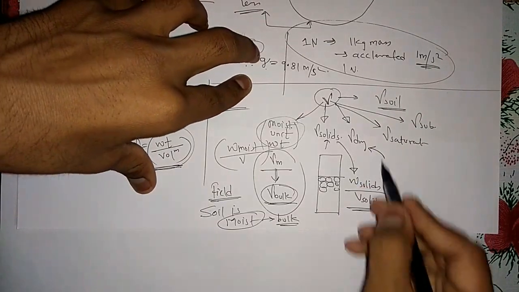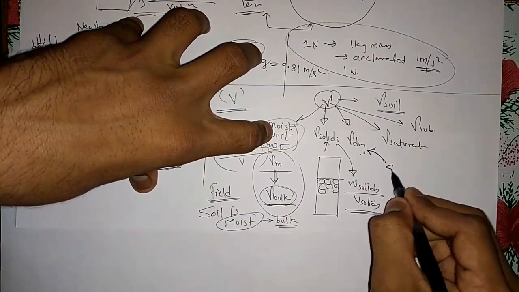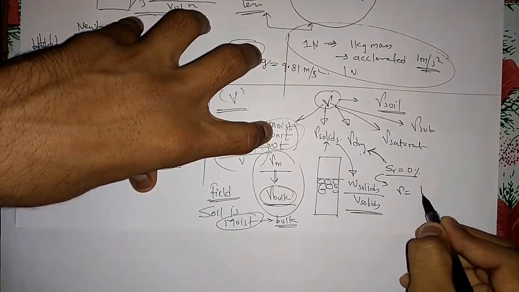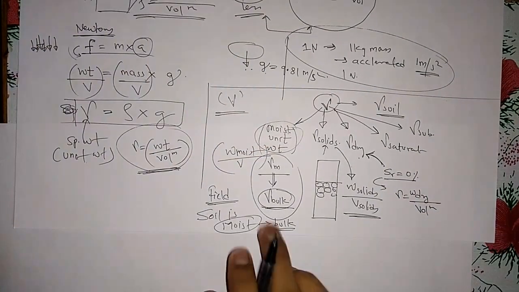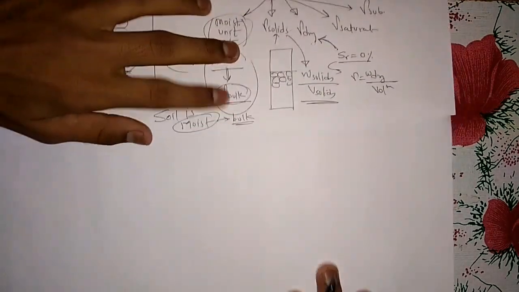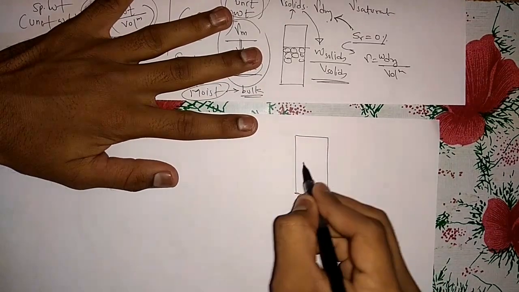Then gamma dry you would come to know about. Gamma dry means you reduce the degree of saturation to 0% and then find out the unit weight. So it is the weight of dry soil divided by the volume of soil. Now the most important concept of saturated and submerged. You consider this one.